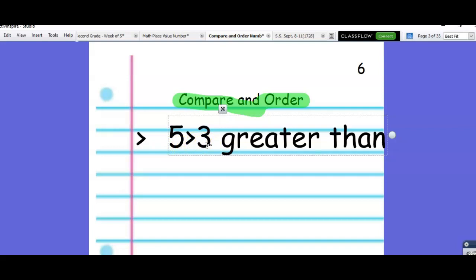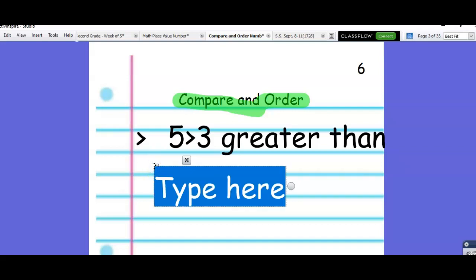And what I always like to say is Mr. Hazen always wants to eat the larger number. So you always put this symbol, the symbol like it's his mouth. You think about it, it's Mr. Hazen eating the largest number. So then if there's a greater than, there has to be a less than.